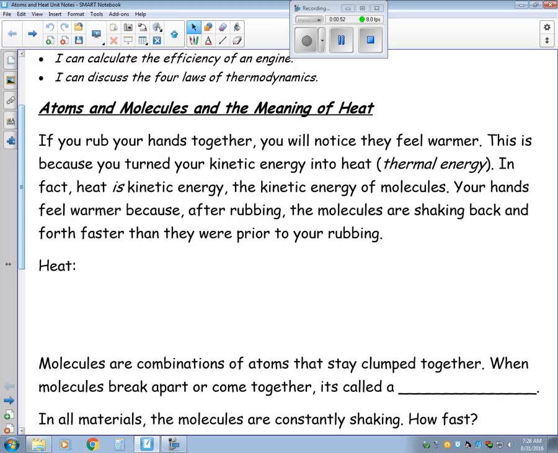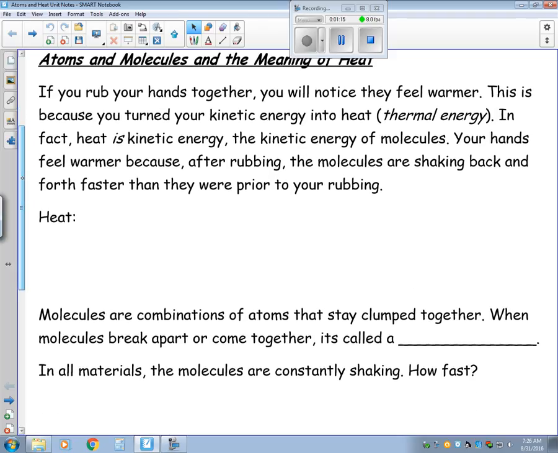Now, heat is kinetic energy, the kinetic energy of the molecules. So as you take your hands and rub them together, you're shaking the molecules back and forth, making them move faster. So since the molecules in your hands are moving faster than they were before you rubbed your hands together, they feel warmer. So heat is the shaking of atoms and molecules that is rapid in speed but microscopic in distance.